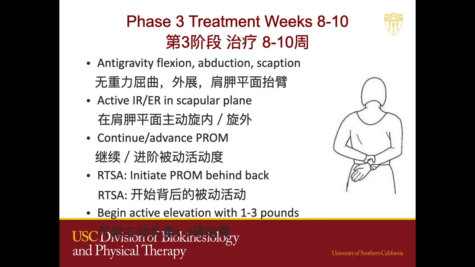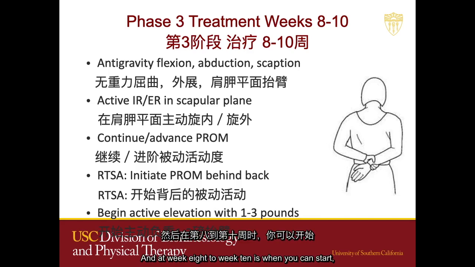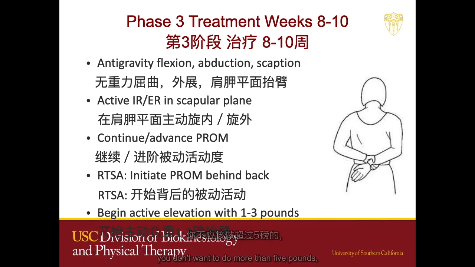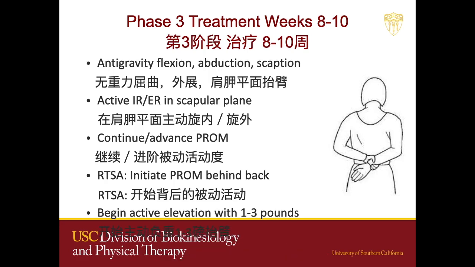We're going to continue to advance passive range of motion. At week 8 to week 10, you can start with the reverse total shoulder group, working on the motion behind the back. So you're waiting at least 2 months after surgery before you have them do movement behind the back. And again, like I said earlier, you don't want to do more than 5 pounds, but you can elevate 1 to 3 pounds. I would keep that below 90 degrees of flexion or 90 degrees of scaption.